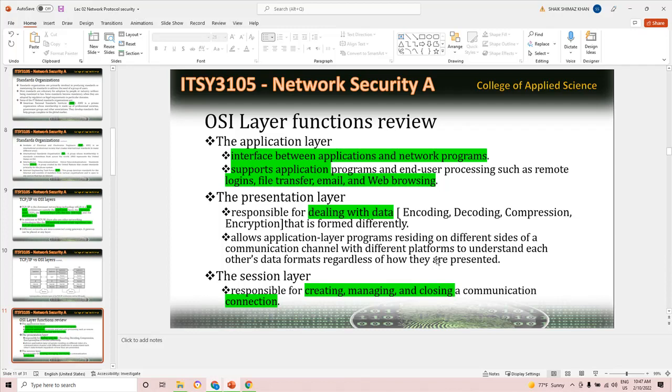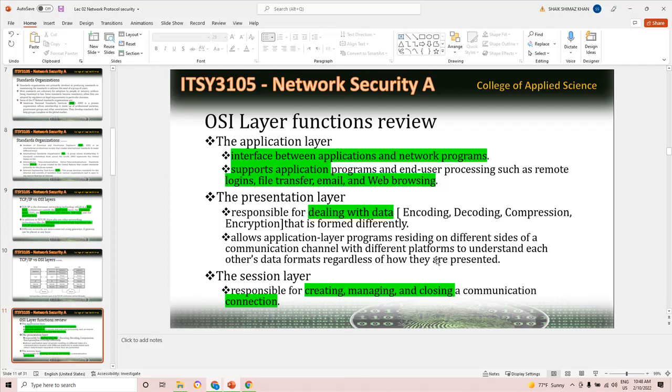Okay, first function of the application layer. It supports the application. It has to support the application. For example, you have the browser, we have the email applications, file transfer applications. These are the applications that would be supported by the application layer.